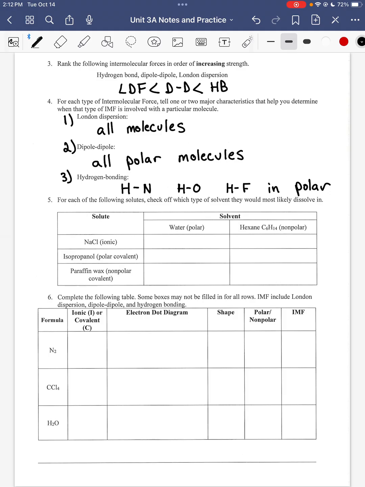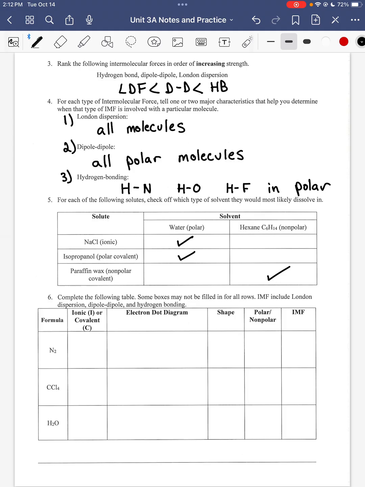Next, we're asked about dissolving processes. Ionic solids like NaCl dissolve best in water. And then we have to remember for the covalent substances that like dissolves like. So a polar substance would dissolve in water, but a nonpolar substance is going to dissolve best in something like hexane, which is a nonpolar solvent.